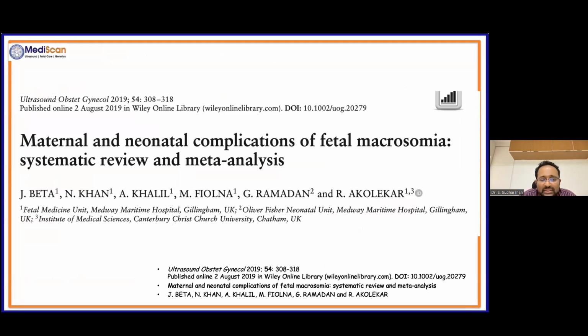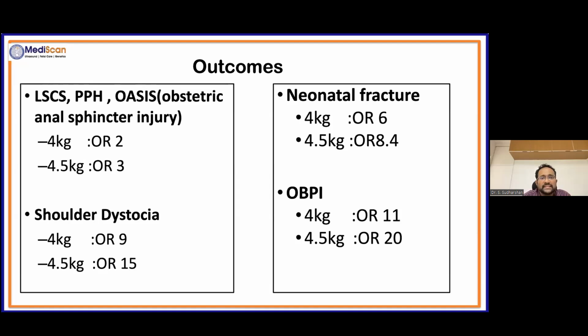So this large systematic review discussed the maternal and neonatal complications of macrosomia, which we need to keep in mind, because this would serve as a base for what we're going to discuss in the next few slides. And this large meta-analysis, published a couple of years ago, showed that the risk of cesarean section, postpartum hemorrhage, and obstetric anal sphincter injury are around 3-fold more in babies weighing 4 to 4.5 kg.